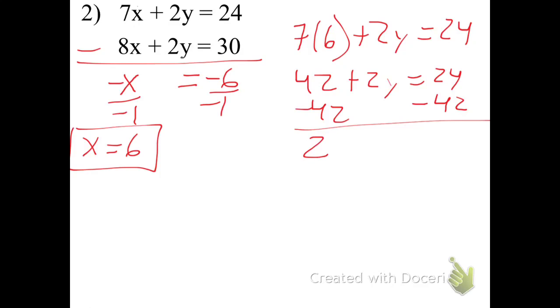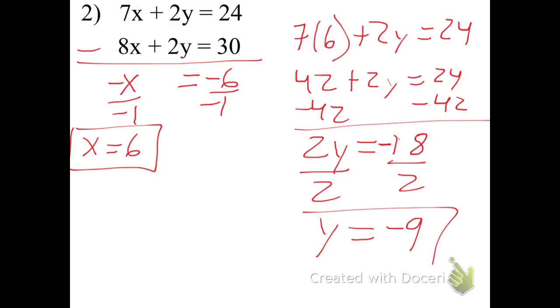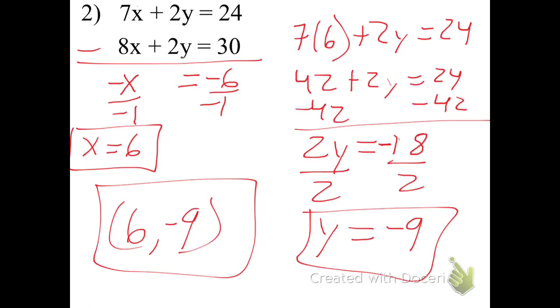And we're at 2y equals 24 minus 42, which gets you 18. Okay, and that's actually negative because the 42 is bigger than 24. So 2y equals negative 18. You got to get y by itself, so divide by the 2. Y is negative 9. So we got x as 6, y is negative 9. So we get the point 6, negative 9, and number 2 is done.